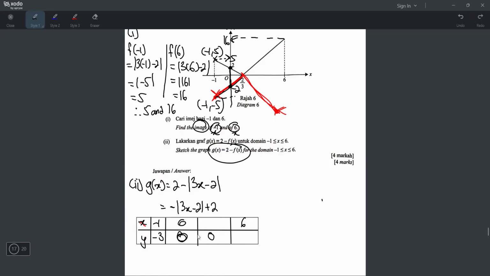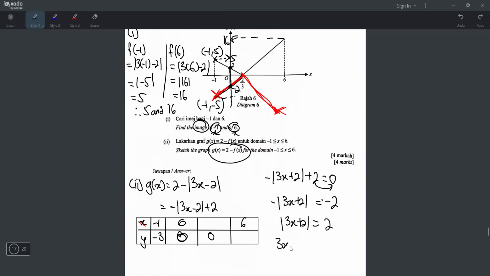Okay, the next point is ganti y = 0. But when you ganti y = 0, you will end up with this whole thing equals 0, which is negative modulus 3x plus 2 equals 0. Okay, you move the 2 over first, become -2, and then here is negative modulus 3x plus 2. Now you move the negative. When you pindah negative, kena tukar tanda, so jadi positive 2, sini modulus 3x plus 2.